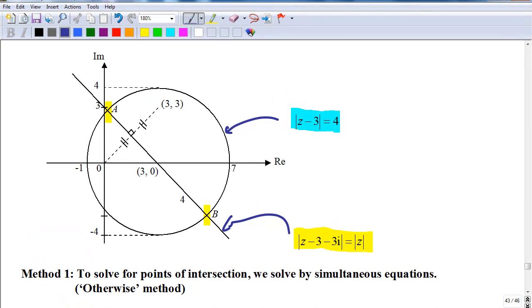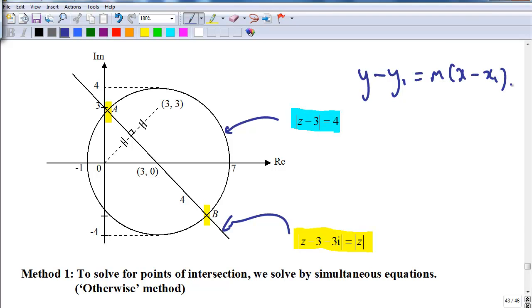Now finding the equation of the perpendicular bisector is not difficult. All you need to do is, first of all, find a gradient. If you know the gradient of the straight line, and if you know a point on the straight line, you can use the formula y minus y1 equals gradient times x minus x1.